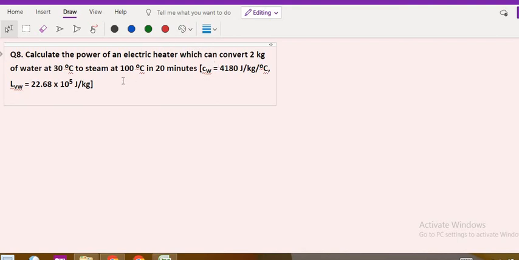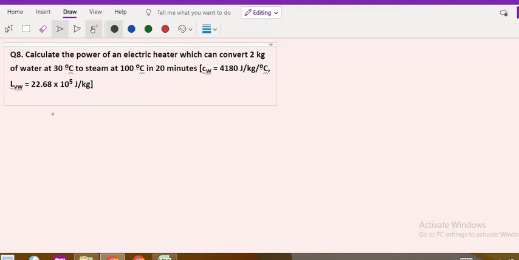Initially the water given to us is at 30 degrees Celsius. When we give heat, its temperature will be rising. So first of all, we have to calculate the amount of heat required to raise the temperature of water from 30 degrees Celsius to 100 degrees Celsius. Then a further amount of heat is to be given to convert the water at 100 degrees Celsius to the steam at 100 degrees Celsius. And for this whole process, the time given to us is 20 minutes. So we have to calculate the power of that heater which is doing this process.